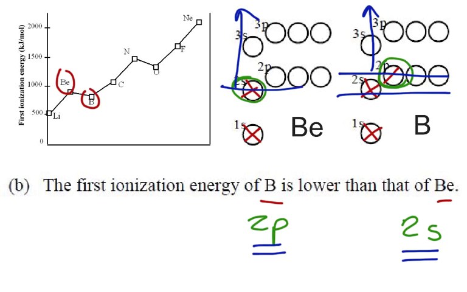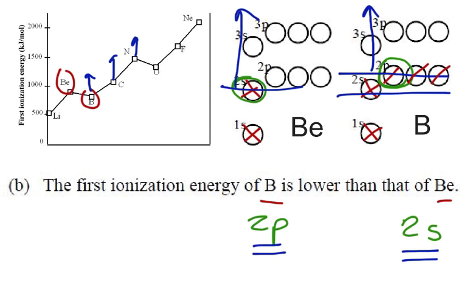Now my student said, okay, this is true for this guy, so it's going to be a little bit easier to remove because of the fact it's a higher energy orbital, but isn't that also true for carbon and for nitrogen? When you put another electron right here, another electron right there, isn't that the same situation? And the answer is yes, it's exactly the same situation.